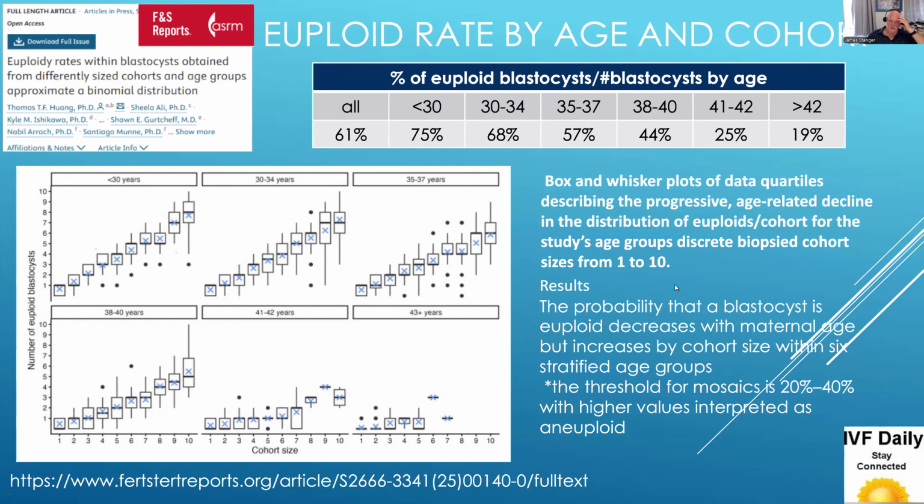So the probability that a blastocyst is euploid decreases with maternal age and increases with the cohort size of blastocysts that can be biopsied. And I just want to make a note here that this is euploid, but when they say 61%, I suspect they will also be including mosaics of somewhere between 10 to 40%, depends on the clinic, how they interpret, etc. So it may not be a true euploid, it might be euploid plus low-grade mosaics.